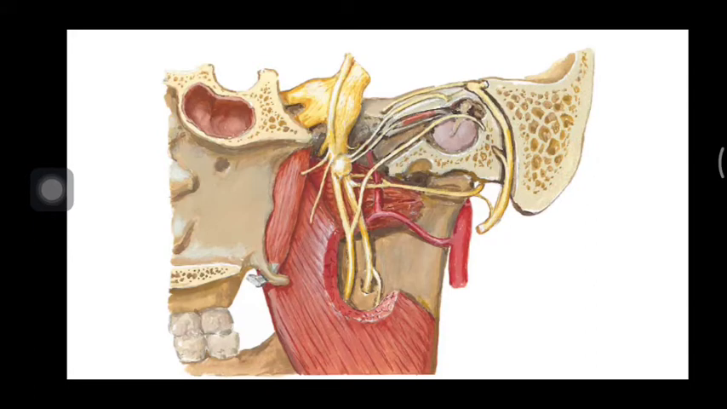In this video, we are going to see one of the important peripheral parasympathetic ganglia, that is the Otic Ganglion, which you can see as a small rounded structure over this region. Before going into the Otic Ganglion, let's get oriented with the diagram.